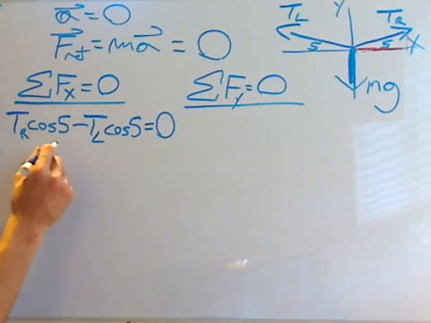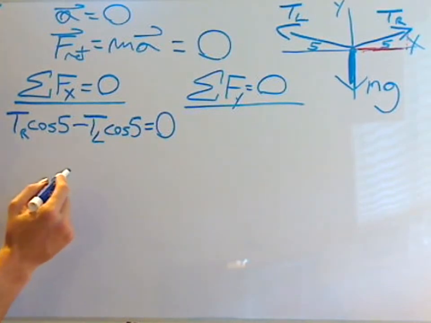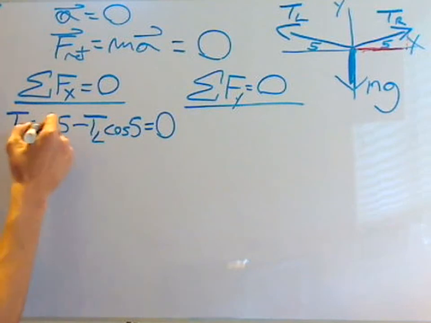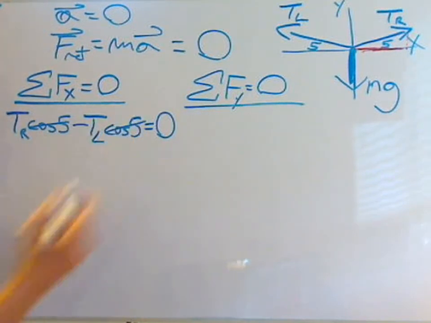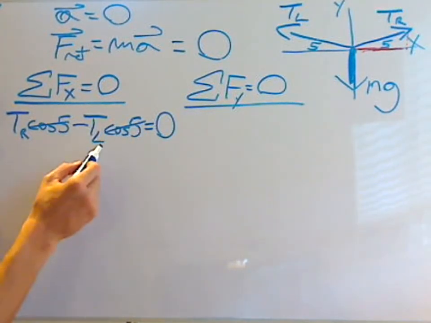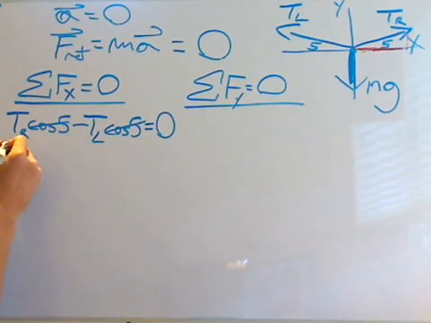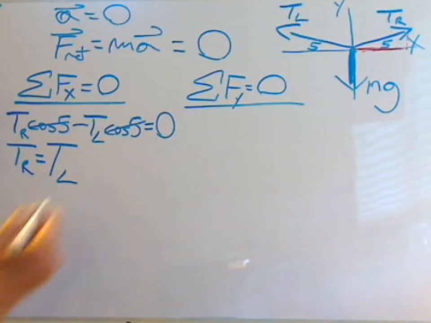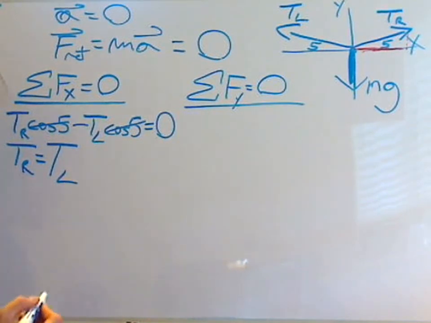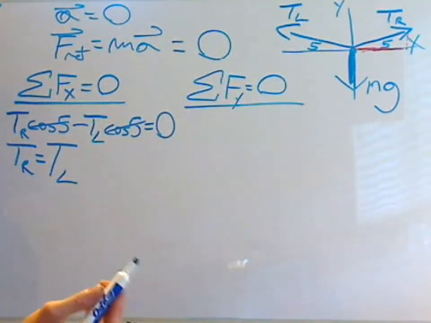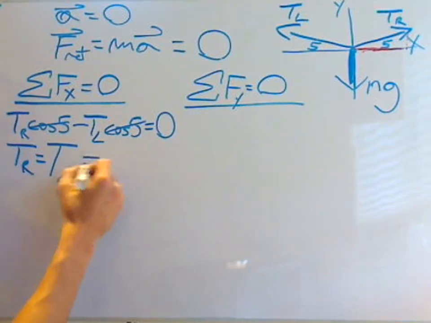Okay? This is a pretty simple equation to solve. Divide both sides by cosine of 5. And add TL to both sides. And what you find is that the right tension equals the left tension. And that's not a big surprise. We'd expect the tension to be the same everywhere in that rope. And we're just going to call that T.